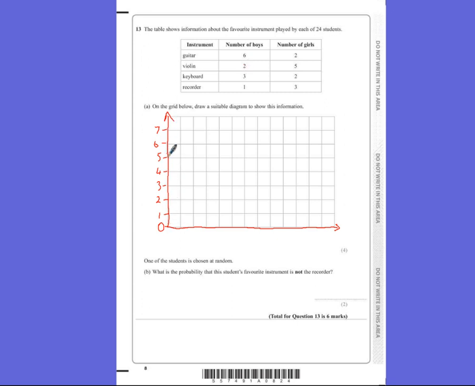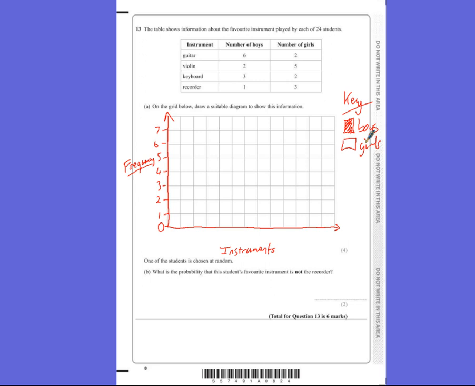Just make sure that one, you started at 0, and two, you've labelled the side. So this is the frequency, so the number of people that play that instrument. Along the bottom, we're going to have the different instruments. So again, there's a mark for labelling your axes, so it's really important that you do this. We also need a key. So if we're going to do a dual bar chart, I will do a normal bar, coloured in, for boys, and an empty bar for girls.